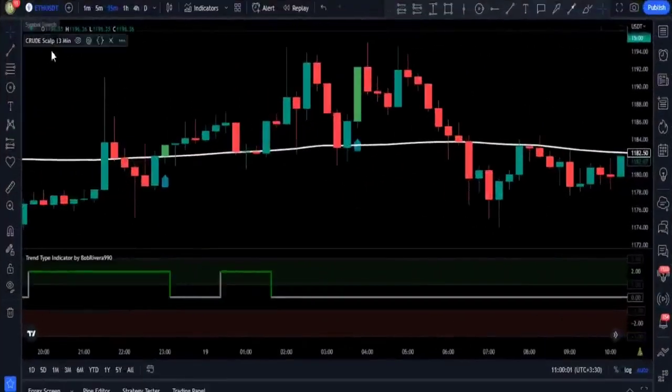Here are some examples in the Ethereum chart with the 15-minute time frame.